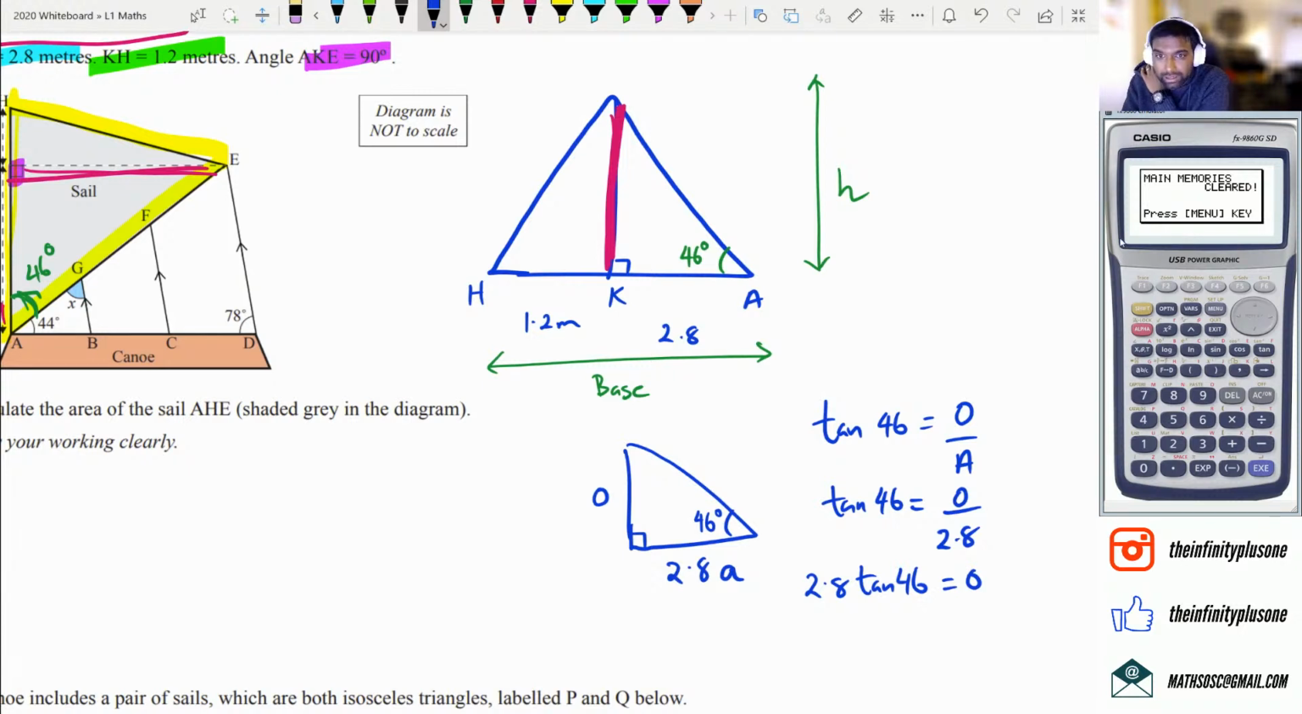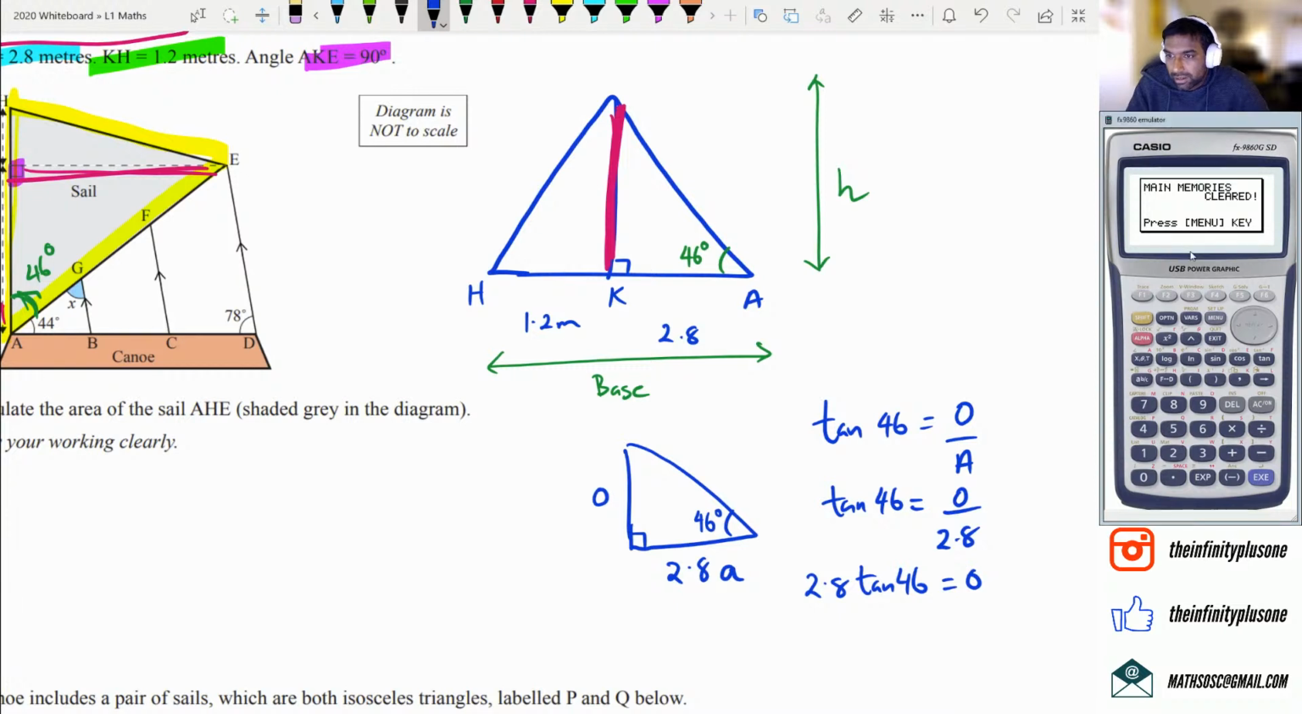Why is it 46? The reason it's 46 is I went 90 minus 44, Lena, to get that 46. Yeah, just going back to the calculator, guys.